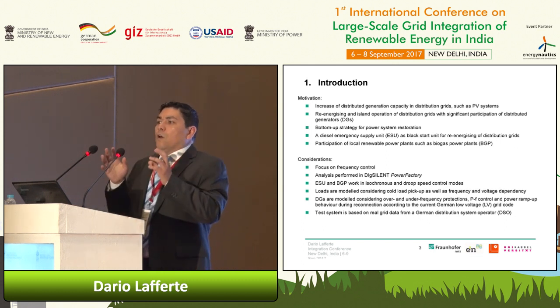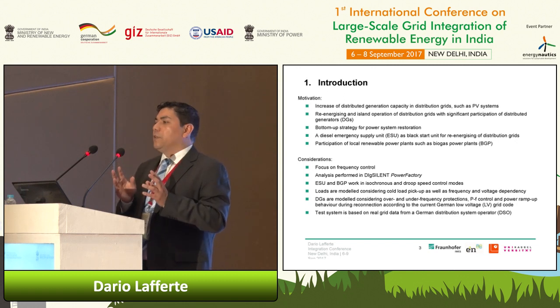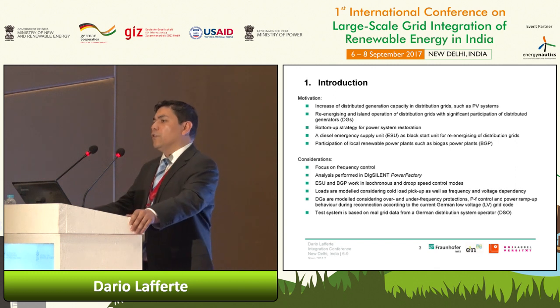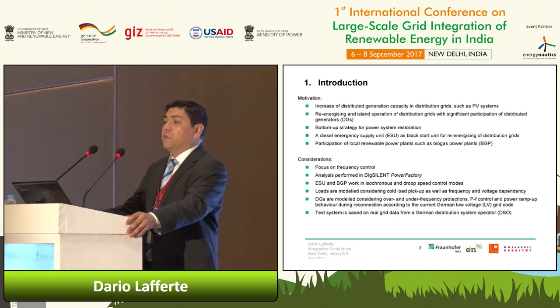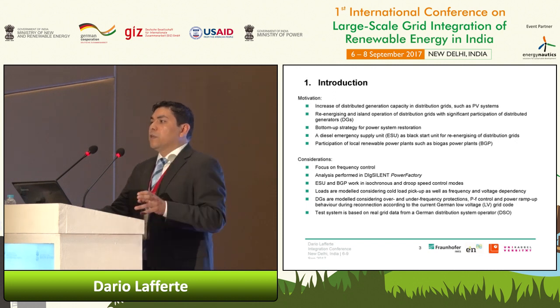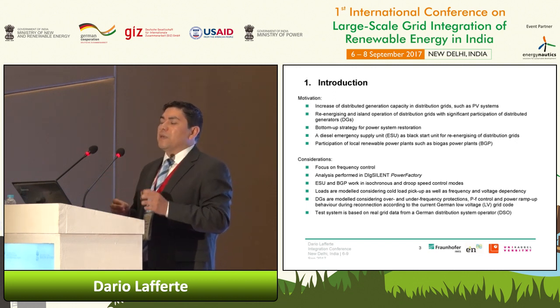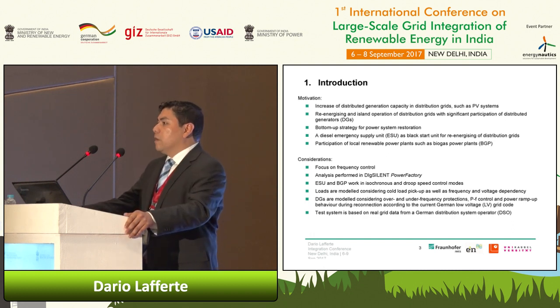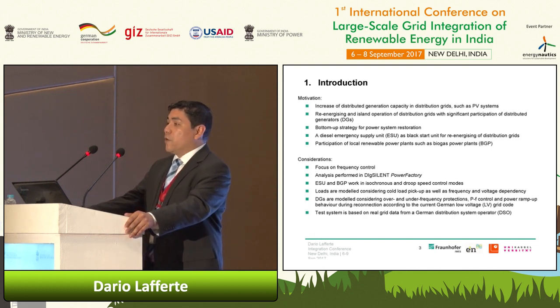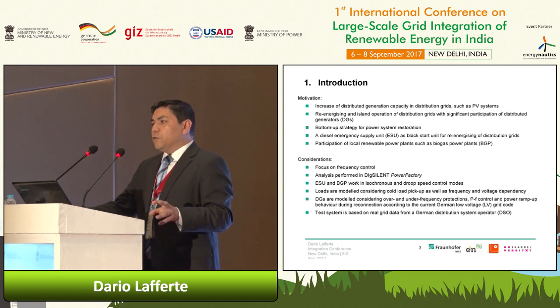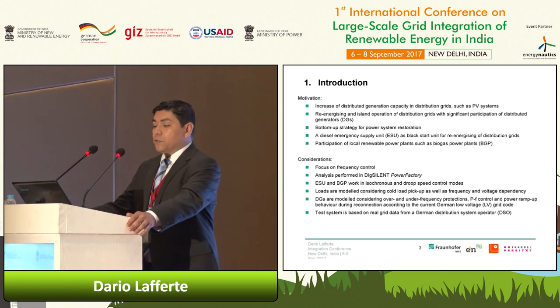For that reason, we are using, as Black Start unit, mobile diesel emergency supply units in order to provide the cranking power and the restart of the distribution grid, and of course, to supply the self-consumption of further power plants. And we also include in our investigation the participation of further renewable resources, such as a biogas power plant. The focus here is on frequency control.